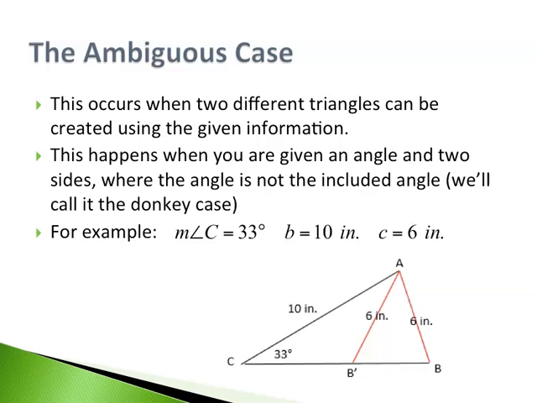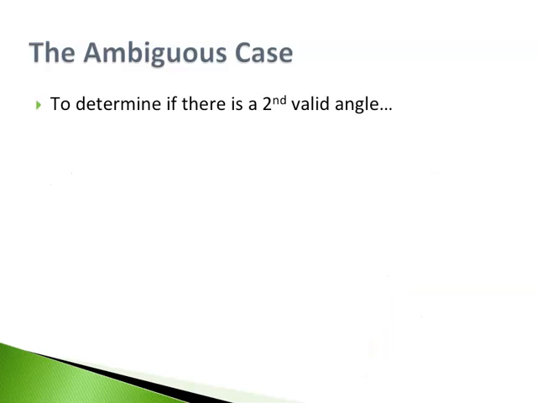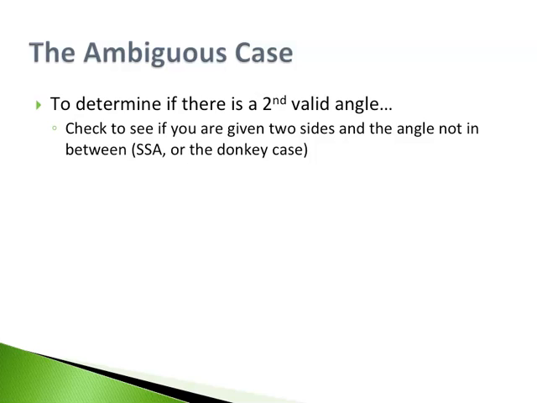Now this only occurs when these are the pieces of information that you have, and it doesn't always end up being the case where you have two different triangles. So how do you know if there is a second valid angle measure when you're solving one of these, and you don't know whether angle B is the only angle measure, or if there is another possible angle measure for angle B? Well, here are the steps. First, you're going to check to see if you are, in fact, given two sides and a non-included angle, so side-side-angle, or the donkey case. If it's not that case, then you won't have two possibilities for angle B, at least in the example before.